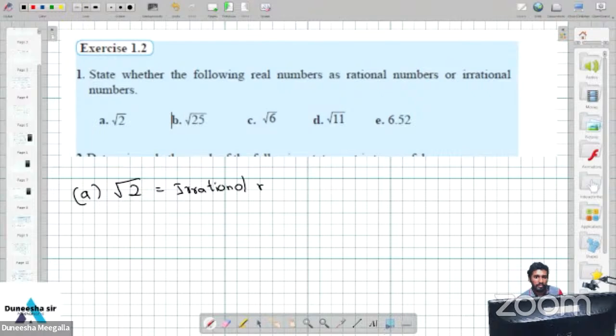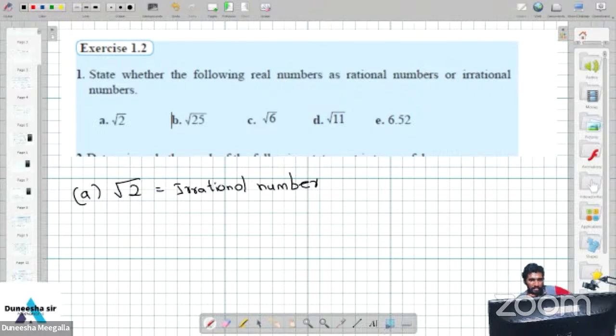Then root 25. Root 25 කියන එක මොකද වෙන්නේ කියලා බලන්න. Calculator එකේ root 25 ගහපුවම කීයද එන්නේ? What is it? It's 5. 5 කියන්නේ එහෙනම් finite value එකක් නේද? Is it irrational? No. එහෙනම් it's a rational number.